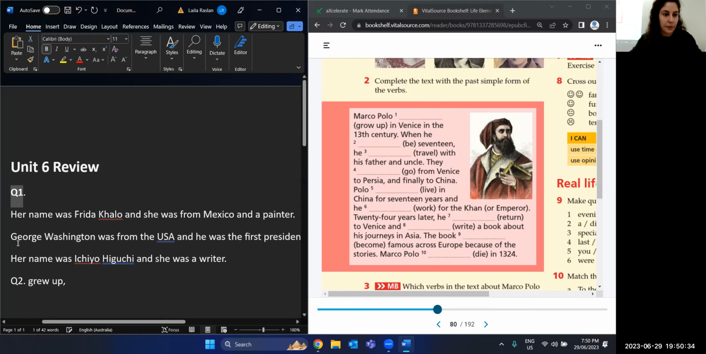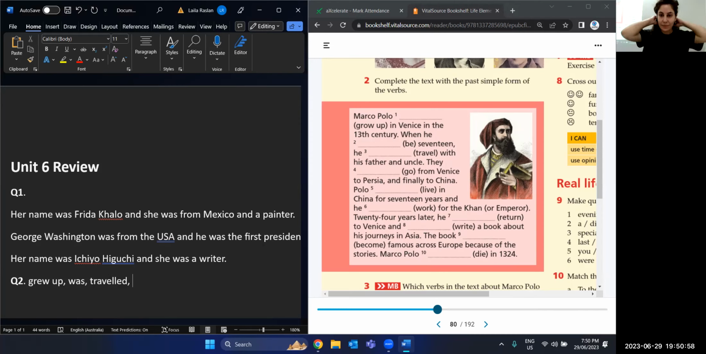He grew up in Venice in the 13th century. When he was 17, he traveled. Remember the double L? So if the verb, the action ends in L, make sure you put another L and then an ED. And he traveled with his father and uncle. They went is the past simple verb of go.